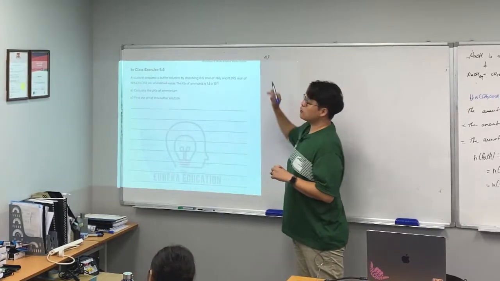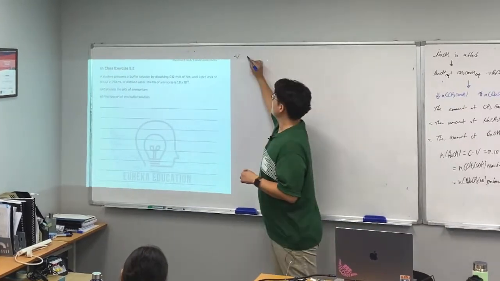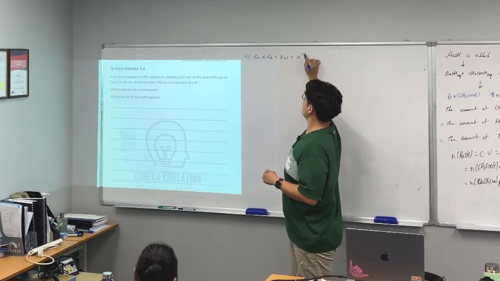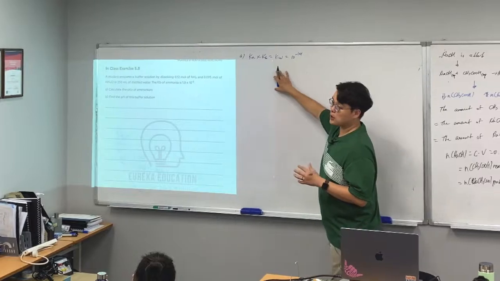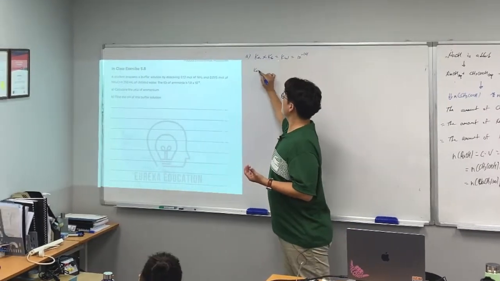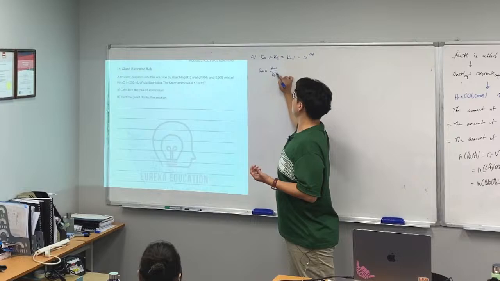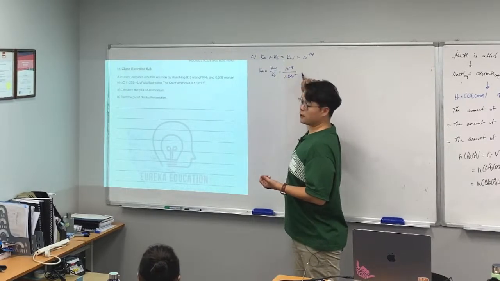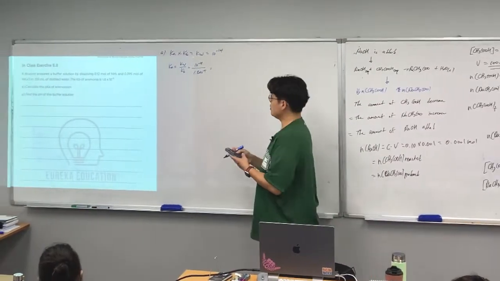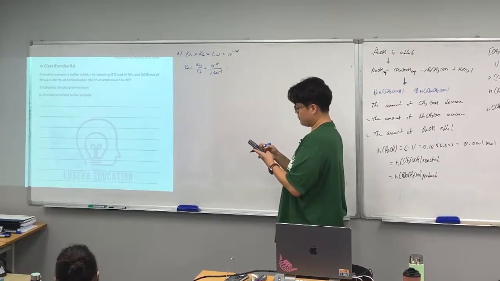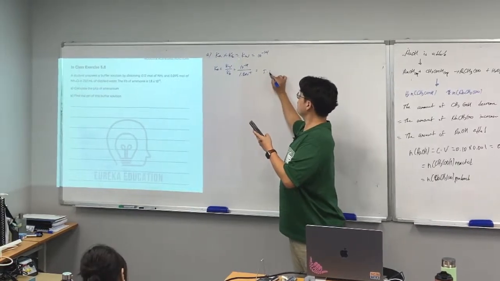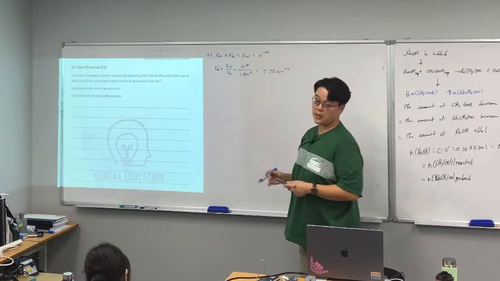If you remember the relation between Ka and Kb, Ka times Kb gives you Kw, that's 10 to the power minus 14. It will be given on your formula sheet, but it's good to remember this. It means Ka can be calculated from Kw divided by Kb. That is 10 to the power minus 14 divided by 1.8 times 10 to the power minus 5. You get 5.56 times 10 to the power minus 10 for the Ka value.